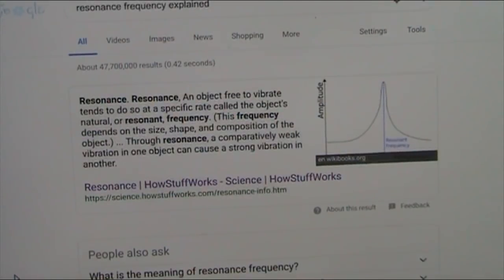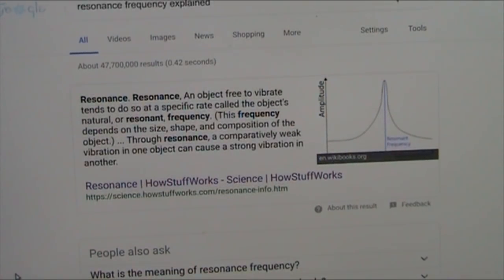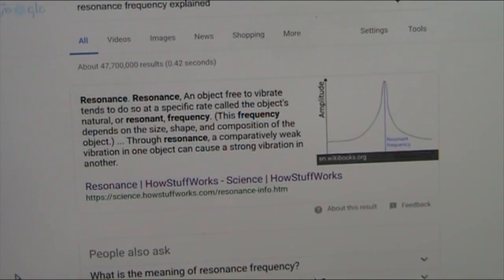The deeper I go, the deeper it gets. We're down into the nuclear core. This is Roger, Mud Fossil University. And it doesn't get any deeper than this. We're talking about resonance.